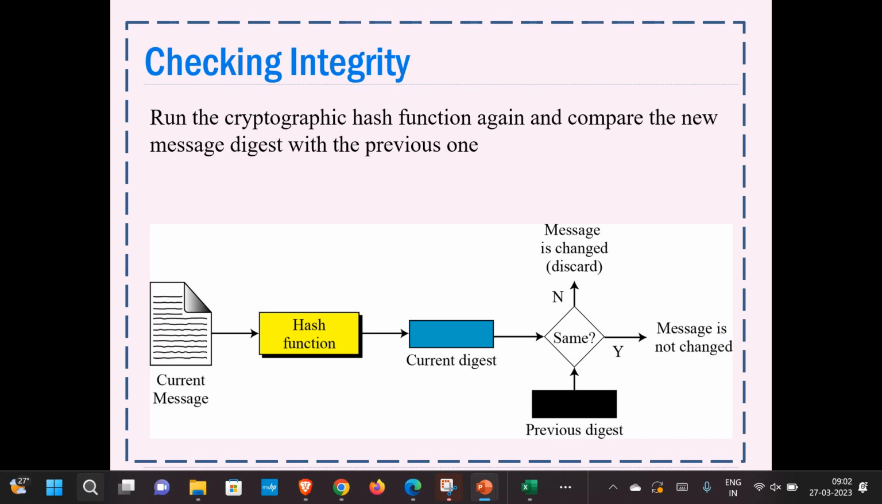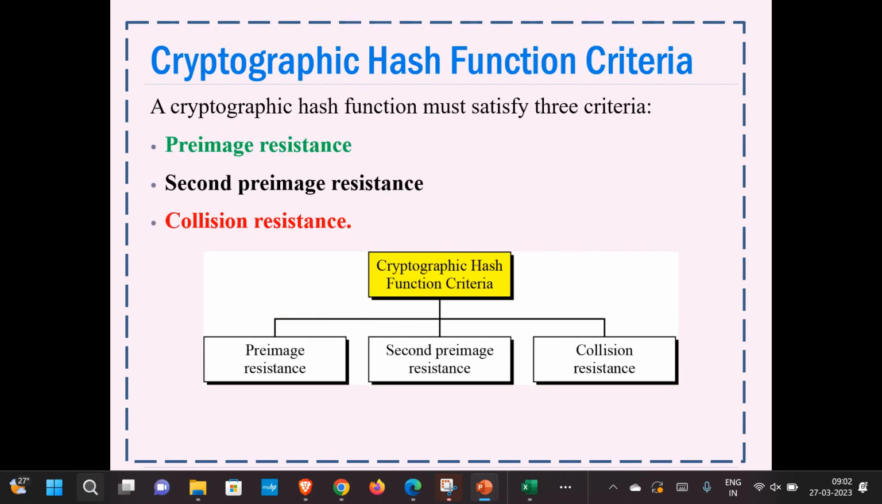In order to do that, we require the hash function to follow certain rules or properties. The three basic properties we come across are the pre-image resistance, the secondary pre-image resistance, and the collision resistance. Without going into the details right now, the basic idea is that for any cryptographic hash function we generate, there should not be a situation where two different inputs generate the same message digest, which is basically collision resistance.